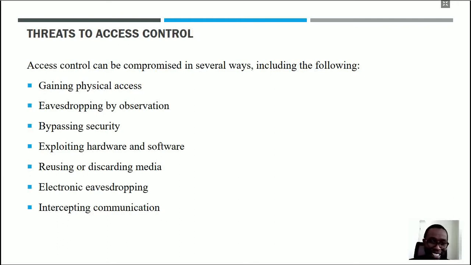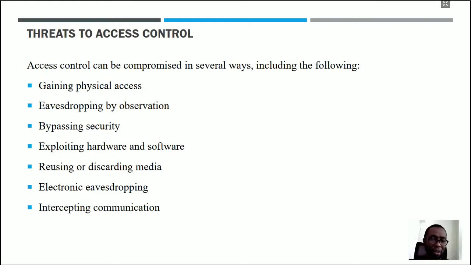Now, threats to this. Access control can be compromised in several ways. A threat is something that would prove to be a probable source of problem. So we need to know that access control can be compromised in very many ways, which include, for example, gaining physical access. People are coming to the organization, maybe they want some information. Sometimes them physically coming into the server room, for example, is a breach to access control. So gaining physical access is not really good for people who are not supposed to gain it.